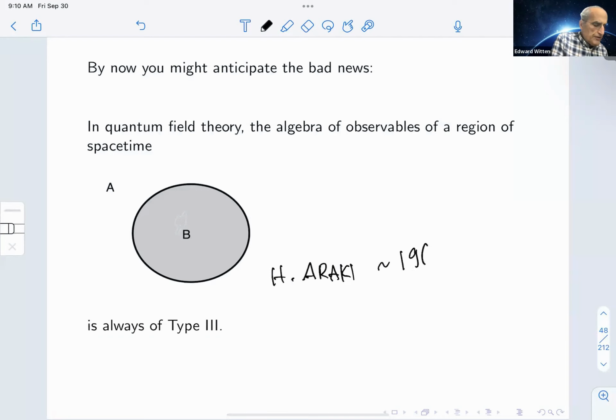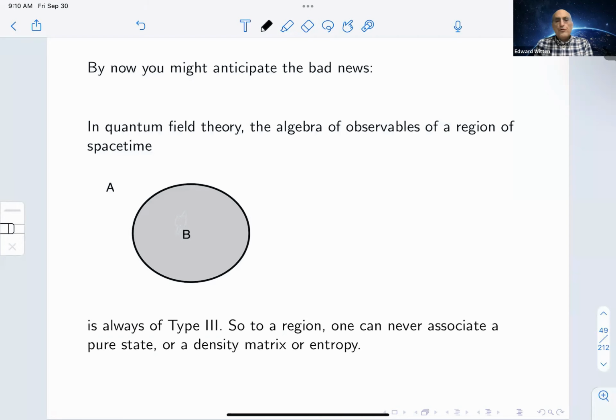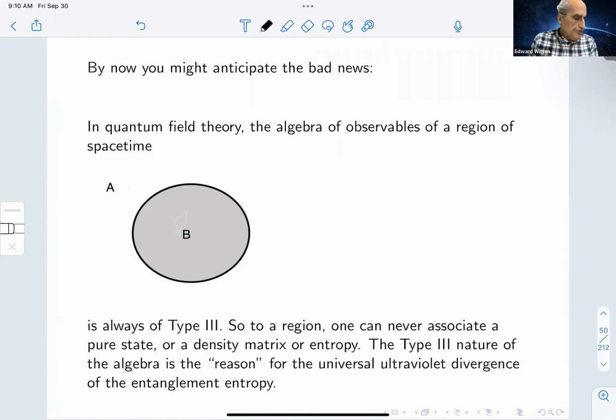Approximately 1965. That might not be the exact year. So to a region, we can never associate a pure state or a density matrix or entropy. The algebra is of type 3, so the notion of density matrix and entropy isn't really applicable in quantum field theory. And we can view this as the reason for the universal ultraviolet divergence of the entanglement entropy.